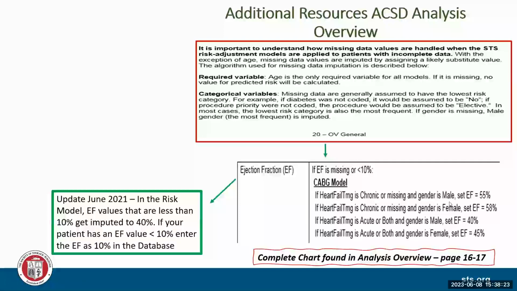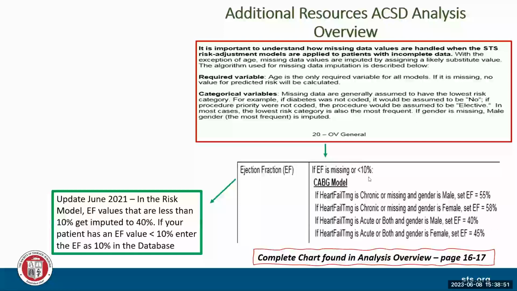If you're a male and your heart failure timing is chronic, you get an EF of 55. If you are a female and your heart failure timing is chronic, you get an EF of 58. If it's acute and you're male, you get 40. If it's acute and you're female, you get 45. So it also says here, or less than 10%.